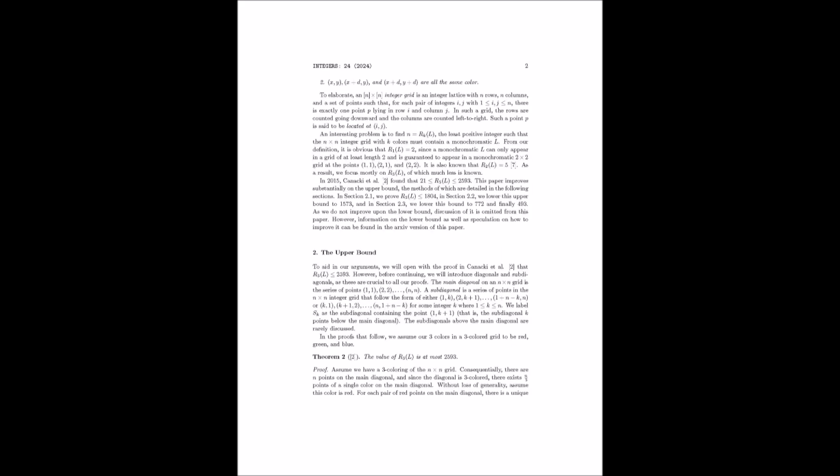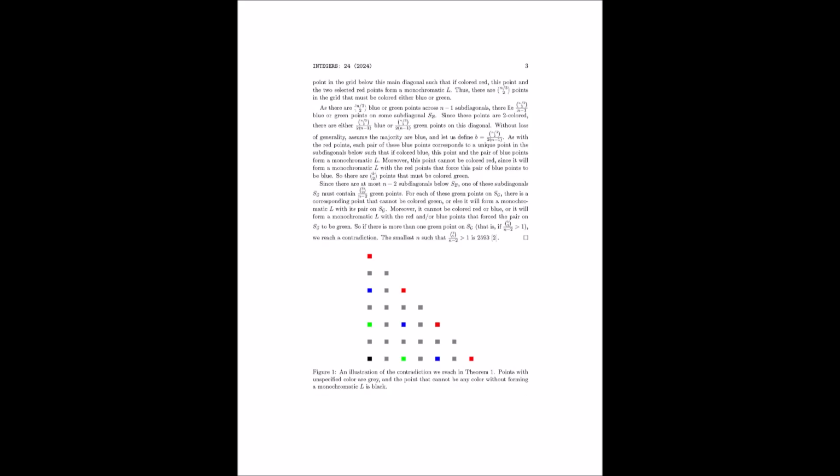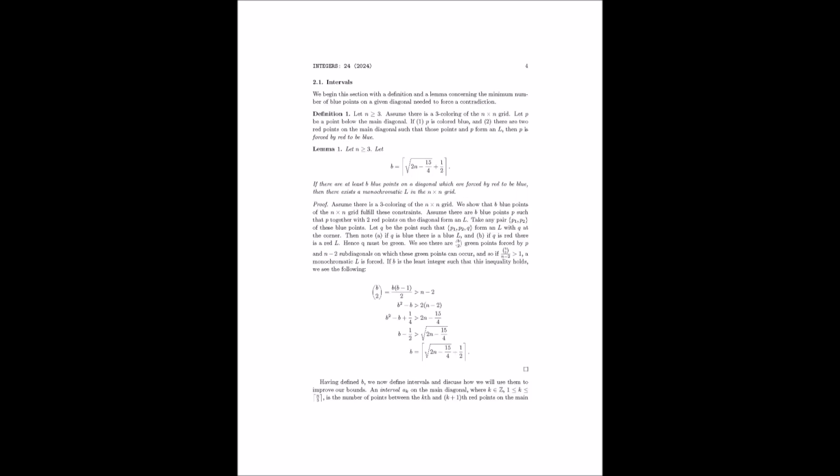Exactly. And by incorporating this Golomb ruler concept, the researchers were able to set much stricter limits on the number of blue points allowed on a subdiagonal. And amazingly, this leads to a significant improvement in the upper bound for R3L. Okay, I'm on the edge of my seat here. What's the new upper bound using these Golomb rulers? It trucks all the way down to 493. 493. That's a huge improvement from 1573.